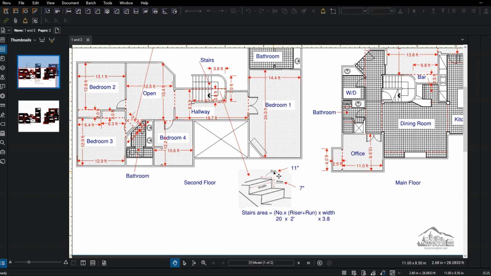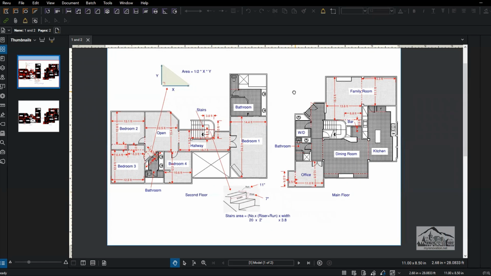And again, this is the 11 inches. This is for the standard stairs. Some stairs have runs of about 4 feet, 5 feet. I'm not talking about this special kind of stairs. I'm talking about very standard stairs. So the number of risers, 20. Riser plus run, just always make this 2 feet if you have standard stairs, times the width of the stairs, which here is 3.8. So now we have all the measurements for the carpet.